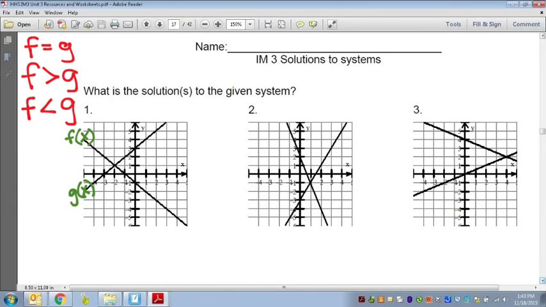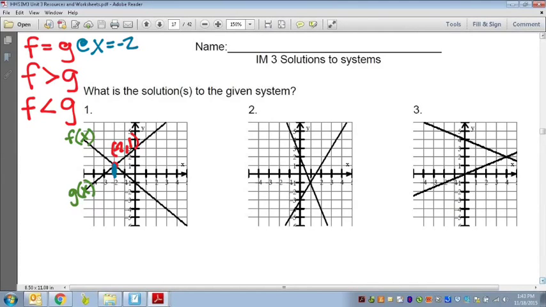But what I'm going to do is find the solution. Okay? So where do these two graphs cross each other? They cross right here at negative 2, 1. All right, but when I'm trying to find the solutions and where things are greater than or less than, I only really care about the x value. So f equals g at x equals negative 2, because at the value negative 2, that's where the graphs cross each other, right there.